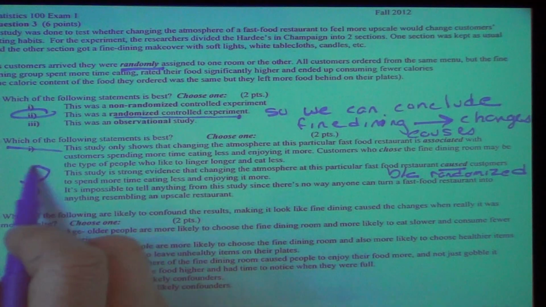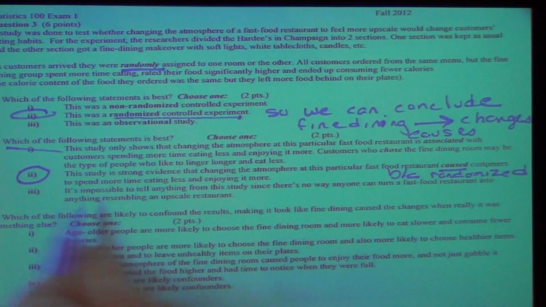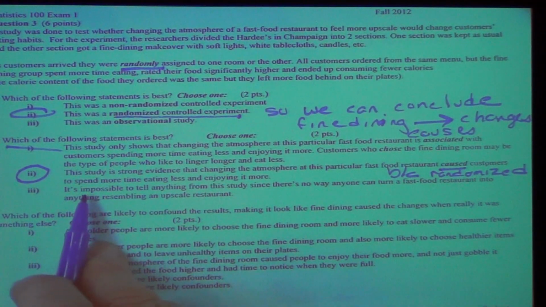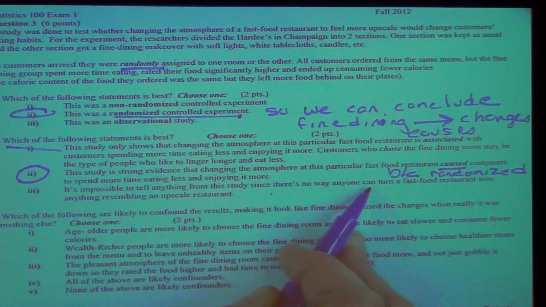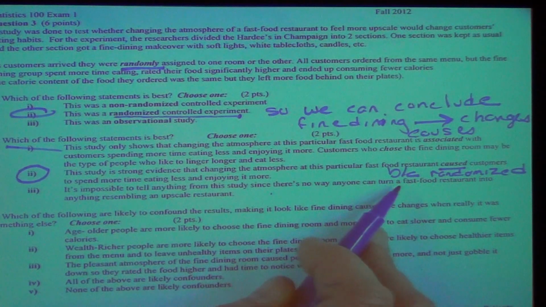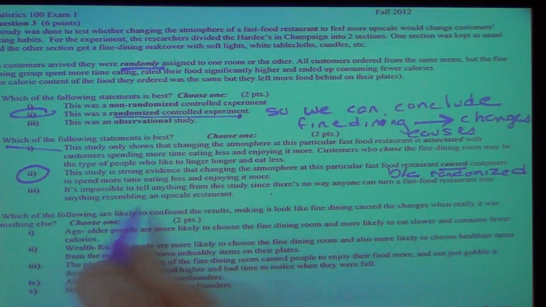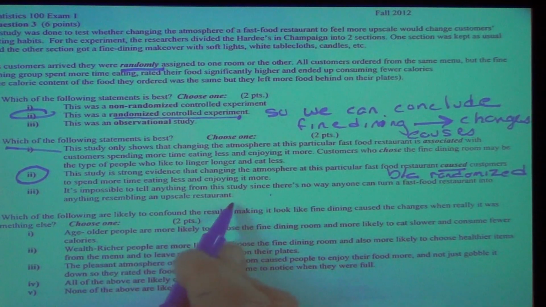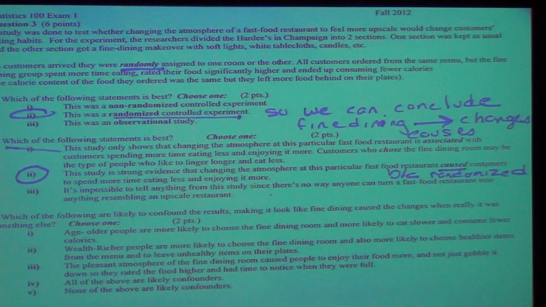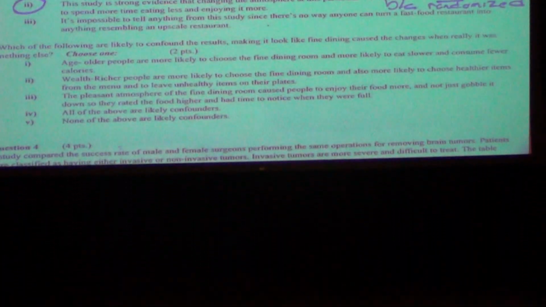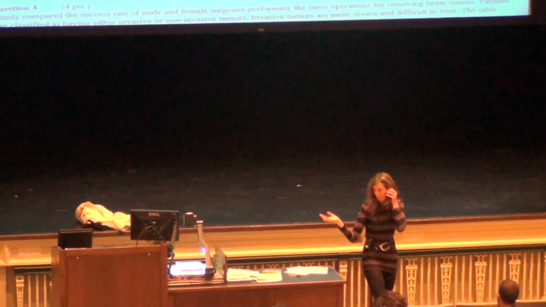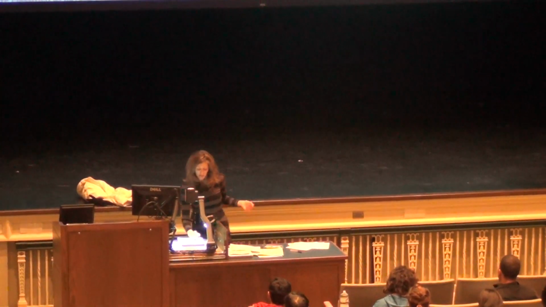Let's read, you can lightly circle it, but we might change our minds when we read the last one. It's impossible to tell anything from this study, since there's no way anyone can turn a fast food restaurant into anything resembling an upscale restaurant. Well, maybe that's true, but they did change it somehow. Maybe they can't make it completely upscale, but they still made a difference. That doesn't make sense. If they didn't make a difference, you wouldn't have seen these two.